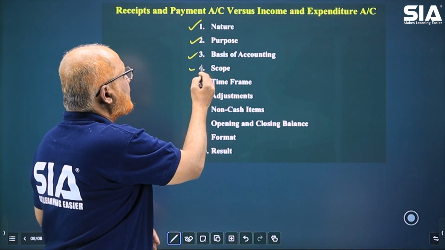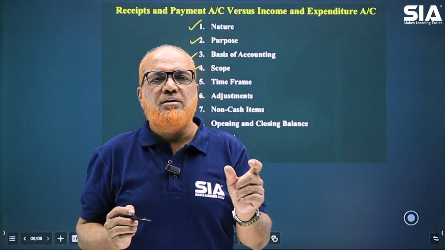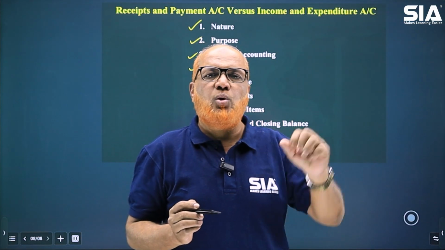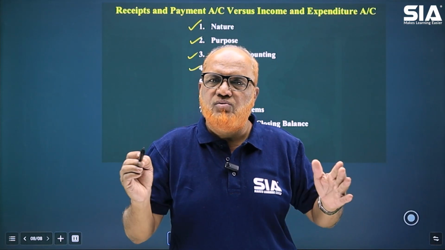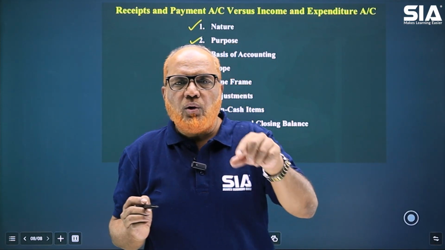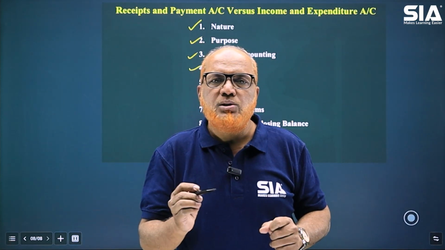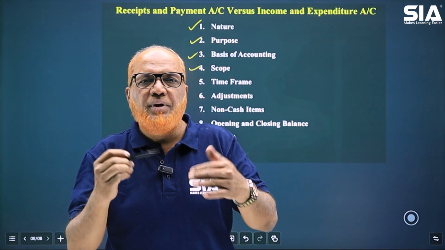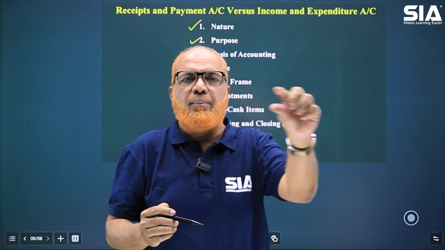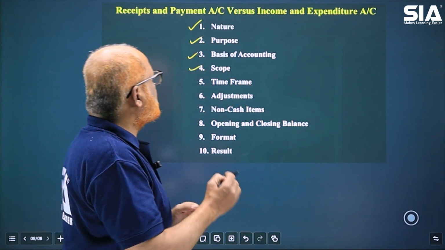Next, scope. The scope of a receipts and payments account is limited only to finding out the closing balance of cash. Whereas the scope of income and expenditure account is very wide. It not only shows the surplus or deficit, but the surplus or deficit will also be taken to the balance sheet, where it will be added to or subtracted from the capital fund. The scope is wide in case of income and expenditure account.